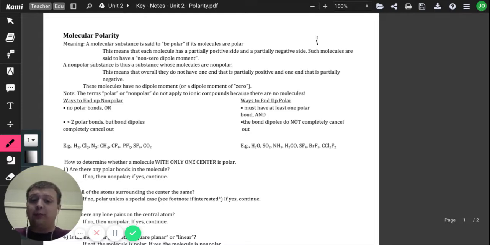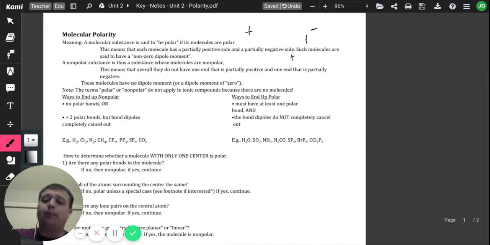So first off, what is the meaning? Well, if I say that a molecular substance is said to be polar, we say that the molecule is polar. Okay, well, you're like, okay, well, duh, that makes sense, right? Yes, that does make sense. But what does polar actually mean? Well, polar means you've got one end that is positive and one end that is negative. So I've got a positive side of the molecule and a negative side of the molecule.